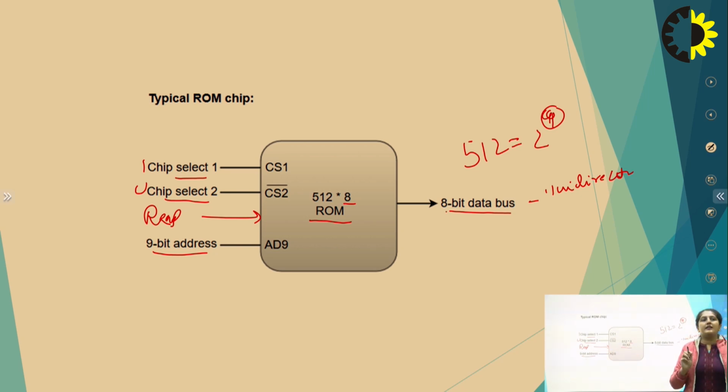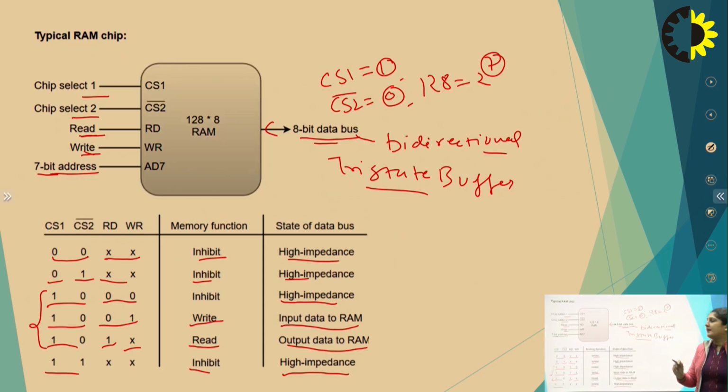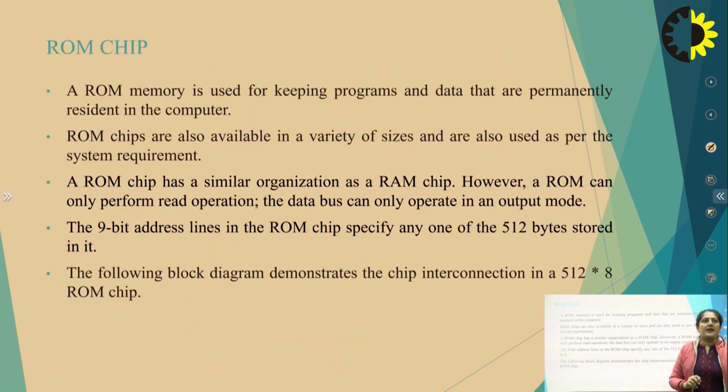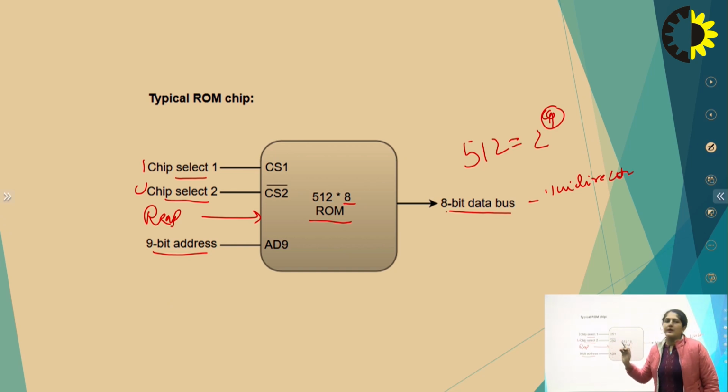So there are two differences between the RAM and ROM chip. In RAM we are using read and write operations, the address is 7-bit, and the data bus is bidirectional. Whereas in the ROM chip, we are doing only a read operation, our address is 9-bit because the size is 512 into 8, and the data bus is unidirectional because we are doing only a read. So let's see how we connect the RAM and ROM chips with the CPU.